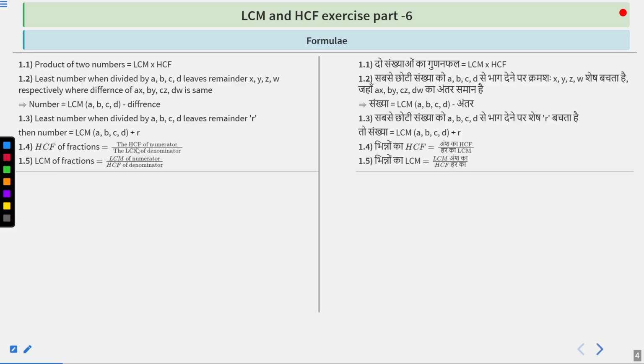HCF of fractions is equal to HCF of numerator upon LCM of denominator. And the last one is that LCM of fractions is equal to LCM of numerator upon HCF of denominator. So these are the formulas.